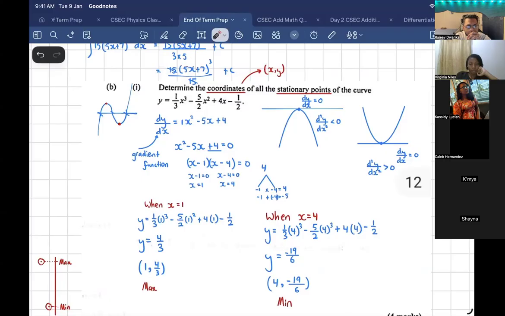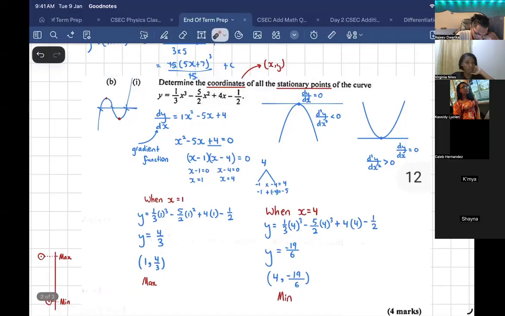So when we do that, we end up with y is equal to 4 over 3. Since our x value was 1, our coordinates would be 1, 4 over 3. Our next x value is 4. We plug 4 into our original equation and end up with y is equal to minus 19 over 6. Since our x value was 4, our coordinates would be 4, minus 19 over 6. Now let's take a look at the y values for both coordinates, right?